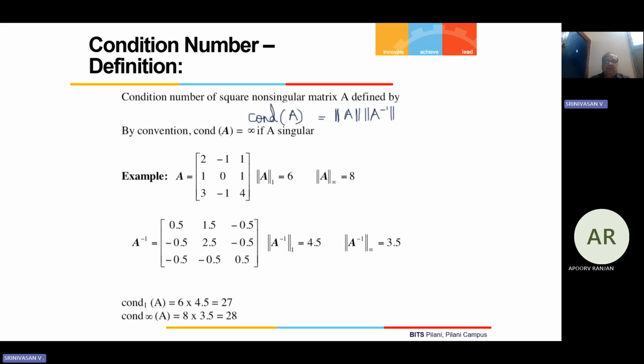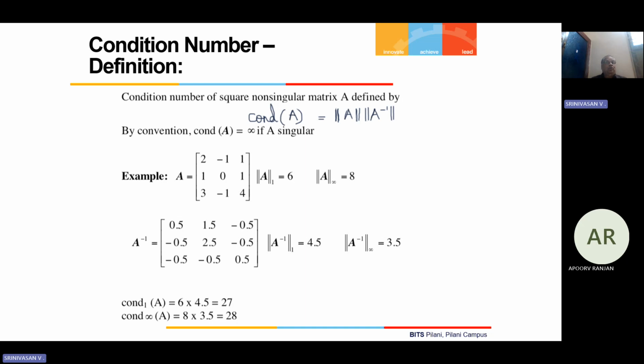Okay, so let us just take an example. Let A be equal to the matrix with rows 2, minus 1, 1; 1, 0, 1; 3, minus 1, 4. Find the matrix norm corresponding to the vector 1 norm, that is, norm A suffix 1. What is the answer?